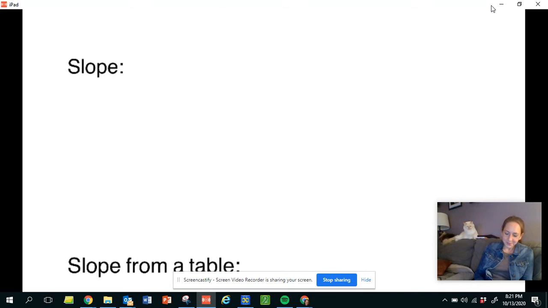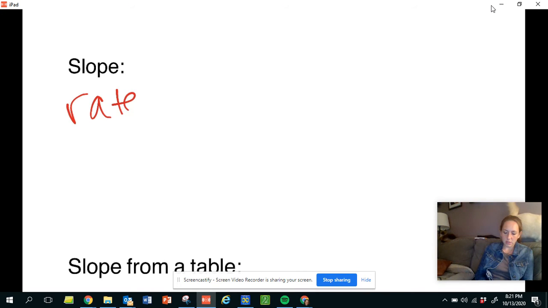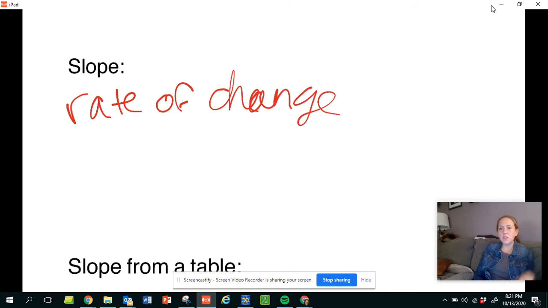Slope basically is a rate of change. It's asking what rate the y's, or the outputs, are changing in relation to the x's, or the inputs, of a function. So how fast is the graph or the table or the equation changing, and in what way is it changing?